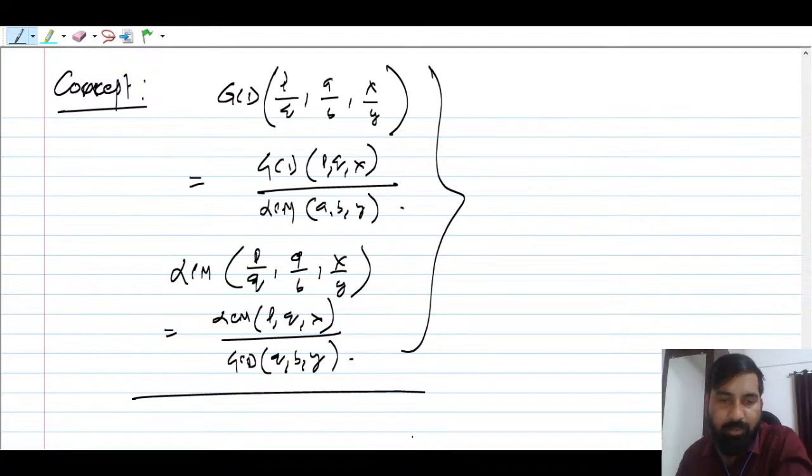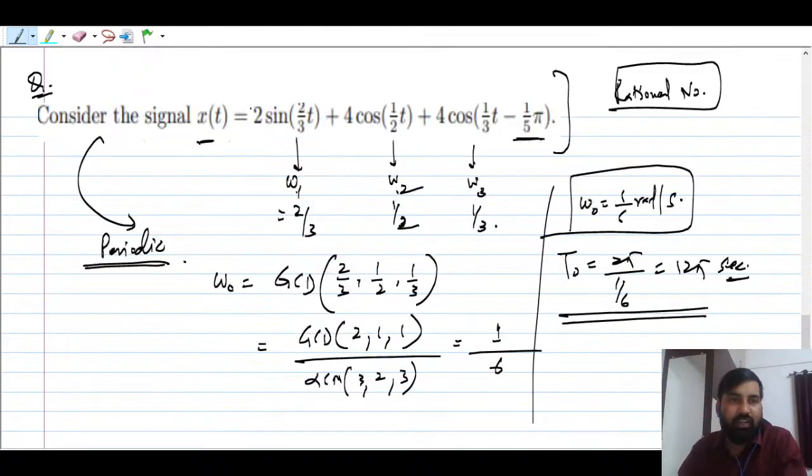It is a very important concept that you have to remember. If you want to find the power, you can quickly find that as well. First of all, find the individual powers. The power associated here is 2 squared by 2, that is 2 only. So Px1 is 2, Px2 is 16 by 2, which is 8, and Px3 is 16 by 2, that is 8 only.